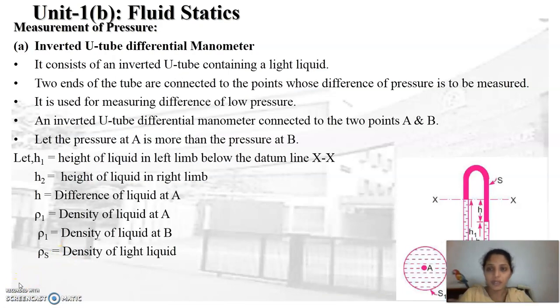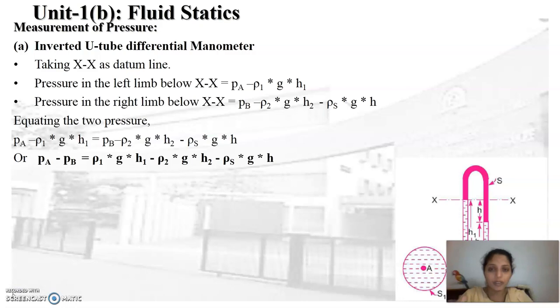The second type is an inverted U differential manometer. Generally these are used to measure low pressure, and the manometric liquid is lighter than the liquid which is flowing in the pipe. So here the terminologies are the same, only rho s is the density of the light liquid. We can write the equation for the left limb and right limb below the XX line. So PA minus PB is equal to rho 1 g h1 minus rho 2 g h2 minus rho s g h.